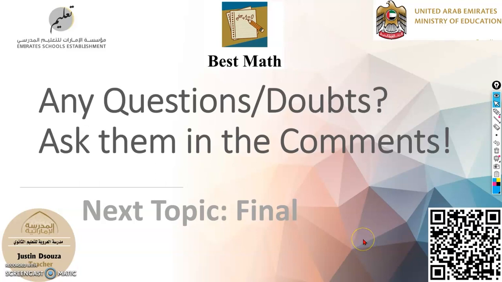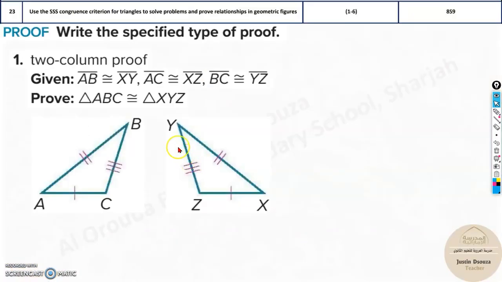This is the final video of the end of term 3 explanation videos. It is topic number 23, and it is again about proving. We have proved SAS postulate congruency by writing. Now we are dealing with SSS congruency. Here, all the 3 sides must be equal.